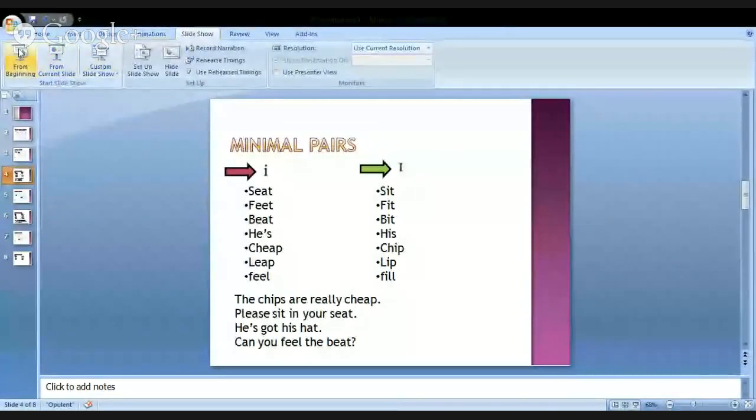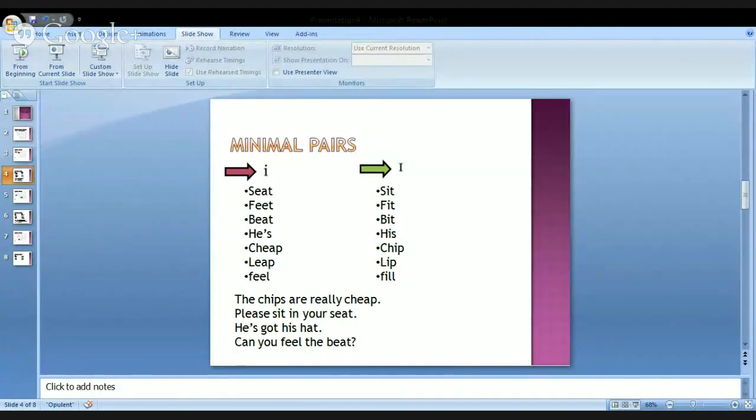And so the E sound is the sound that you have in Spanish, but then the I sound is a little bit different. With the I sound, your tongue is going to be a little bit more relaxed and a little lower in your mouth. Like if this is the front of your mouth, it's going to be a little bit lower and a little bit farther back. So for example, I'm going to show the PowerPoint slide again because we have some words. So for example, seat and sit.